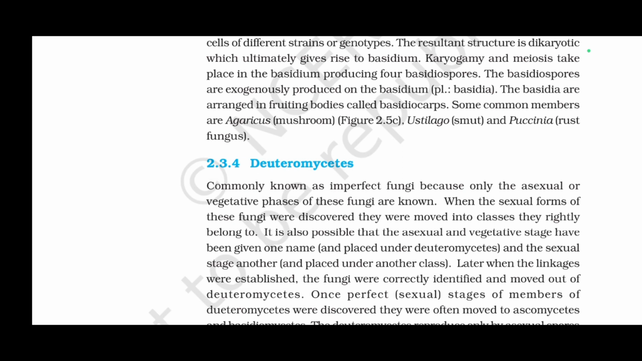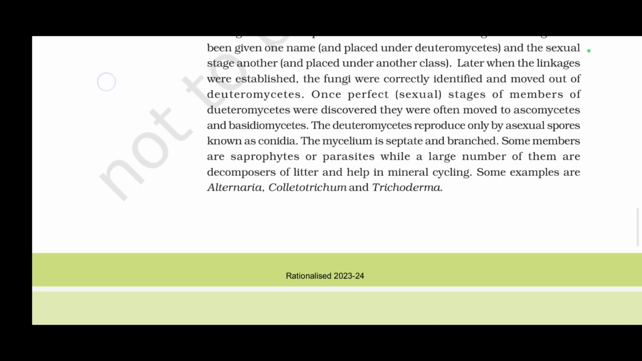Now, topic number 2.3.4: Deuteromycetes. Commonly known as imperfect fungi because only the asexual or vegetative phases of these fungi are known. When the sexual forms of these fungi are discovered, they are moved into the classes they rightly belong to. It is also possible that the asexual and vegetative stage has been given one name and placed under Deuteromycetes, and the sexual stage another name and placed under another class. Later, when the linkages were established, the fungi were correctly identified and moved out of the Deuteromycetes. Once perfect or sexual stages of members of Deuteromycetes were discovered, they were often moved to Ascomycetes and Basidiomycetes.